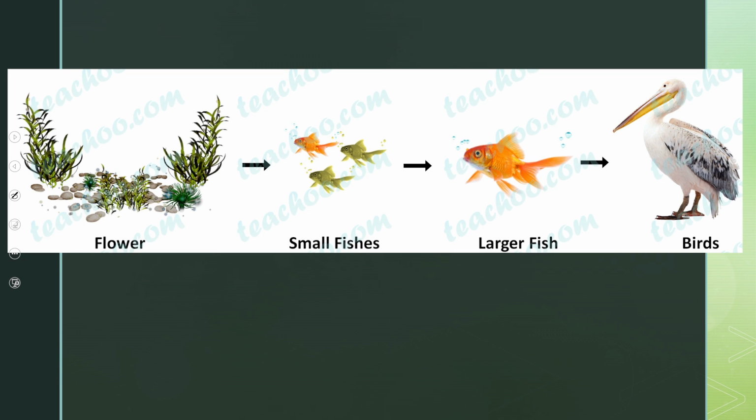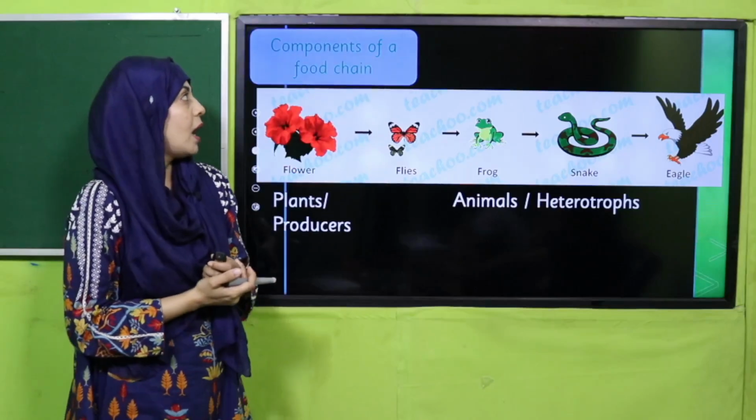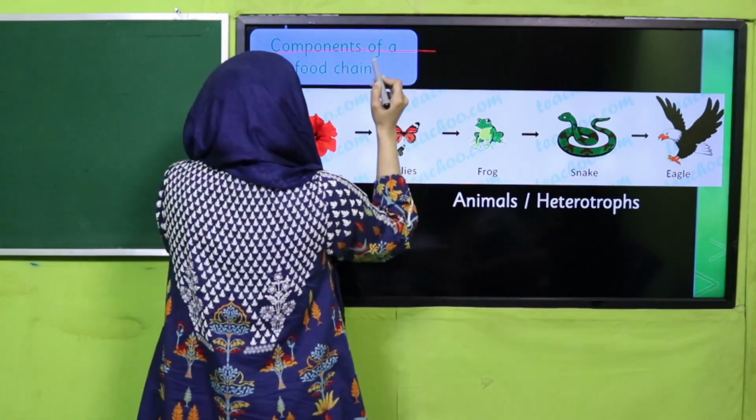Again, energy is transferred from the flower to the fish, and then the larger fish, and then the bigger bird eats the fish, and that's how energy is transferred from organism to organism in an ecosystem. And components of a food chain, अब जो components हैं हम वो discuss कर लेते हैं.